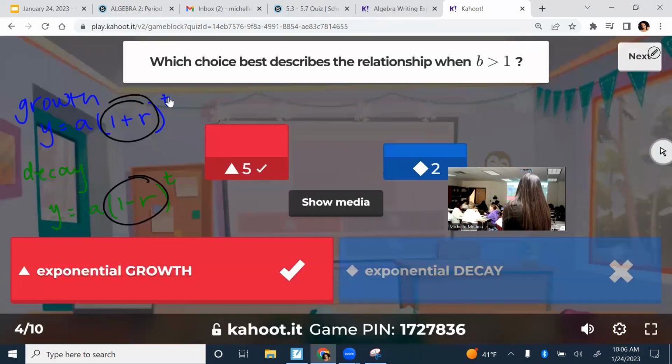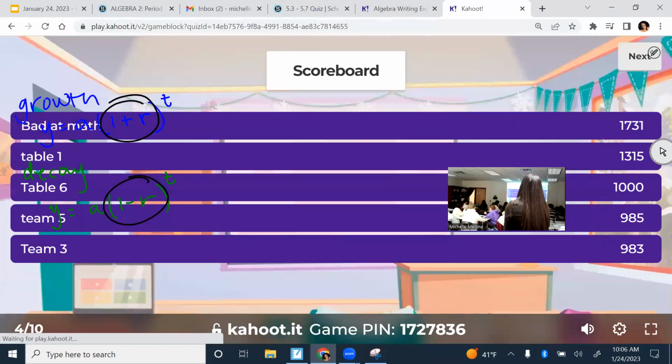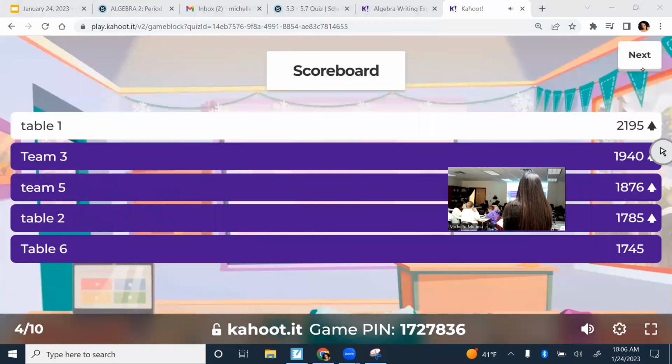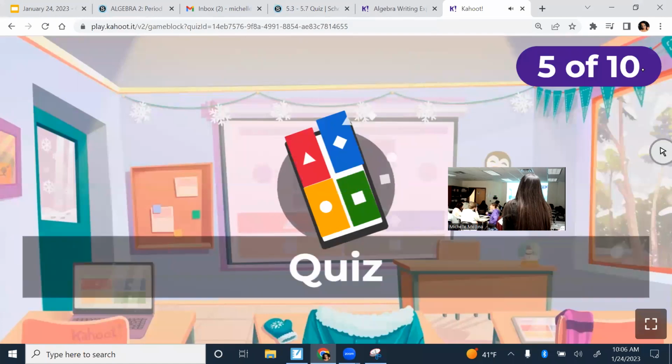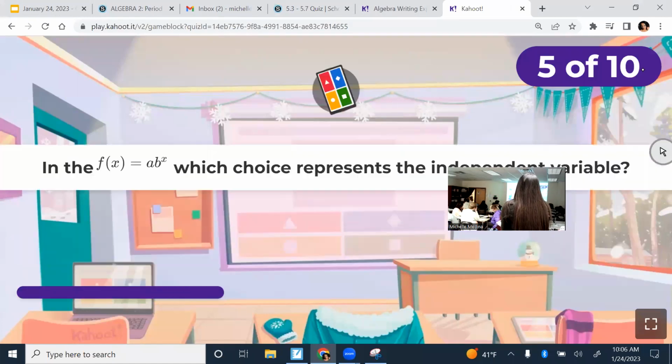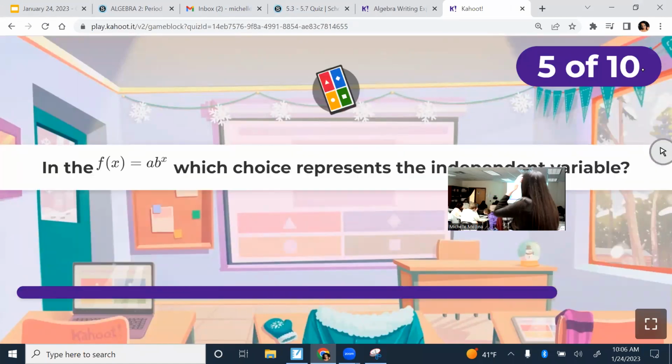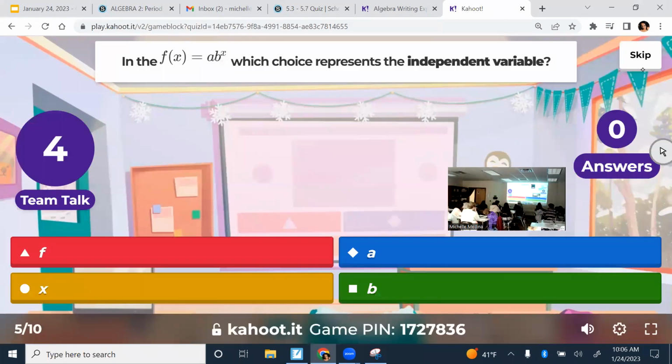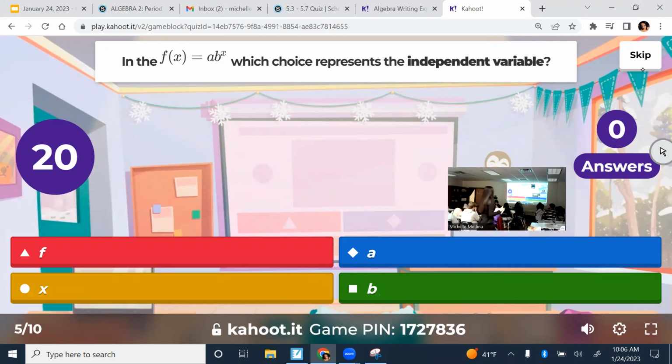All right, so then on to the next one. Take notes as we go. In f of x equals a times b to the x, which choice represents the independent variable?